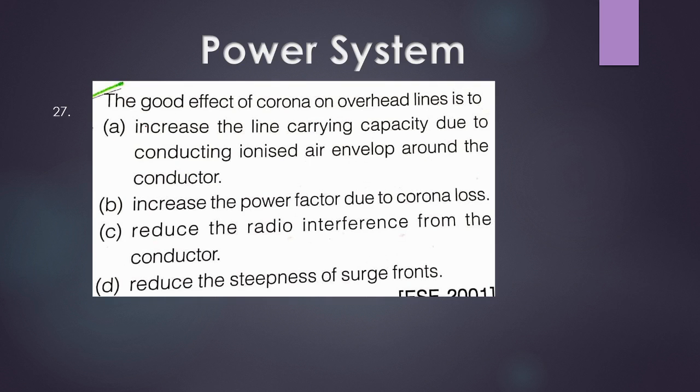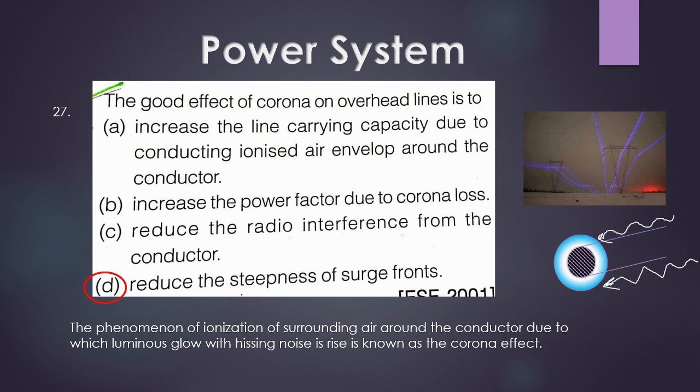Coming to the next question, what is the good effect of corona on overhead line? Let's see what will be the answer. The answer will be reduce the stiffness of surge fronts. As you can see in this figure, the transmission lines are showing the corona effects. A purple glow is appearing on the lines. The phenomenon of ionization of the surrounding air around the conductor, due to which a luminous glow with hissing noise appears, is known as the corona effect. So if this is the conductor cross section, due to corona, the nearby air is ionized.